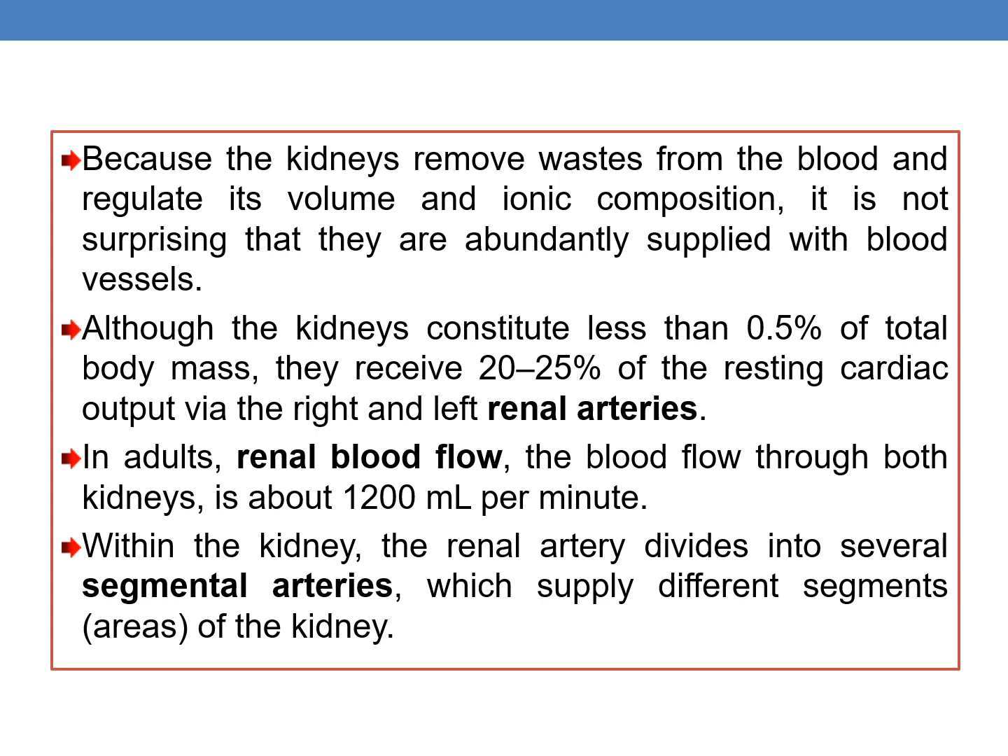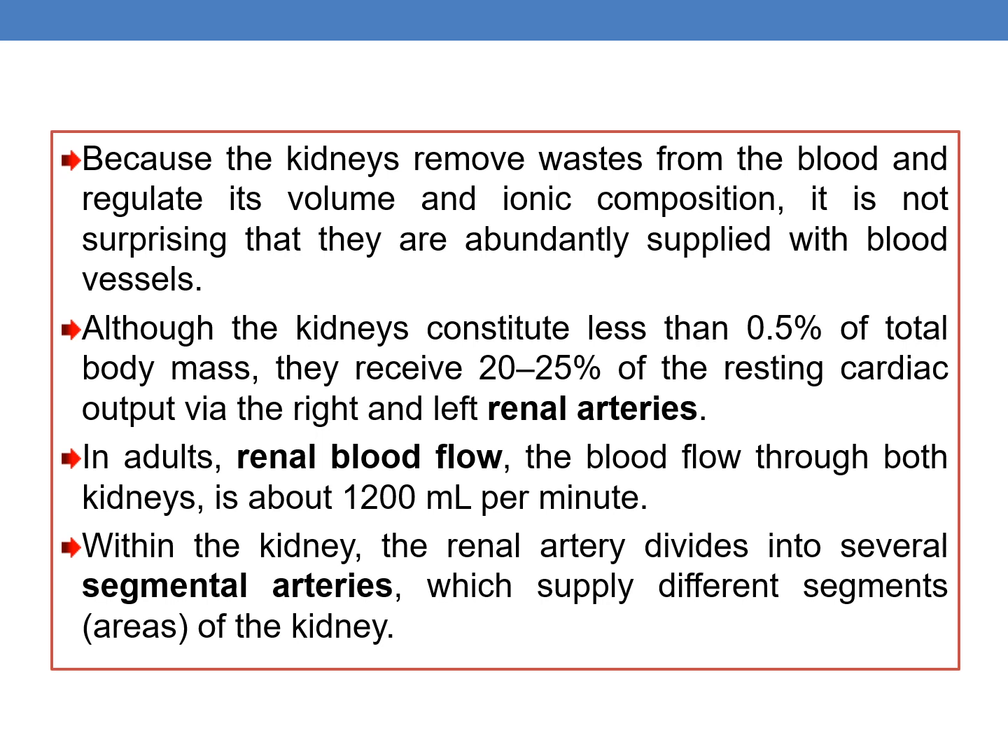Although the kidneys constitute less than 0.5% of total body mass, they receive 20 to 25% of the resting cardiac output via the right and left renal arteries. In adults, the renal blood flow, the blood flow through both the kidneys, is about 1200 ml per minute.